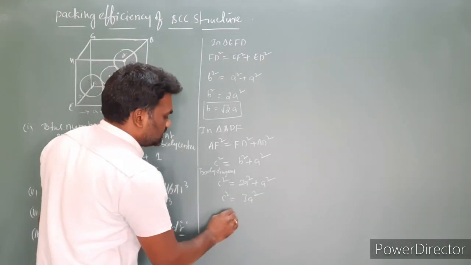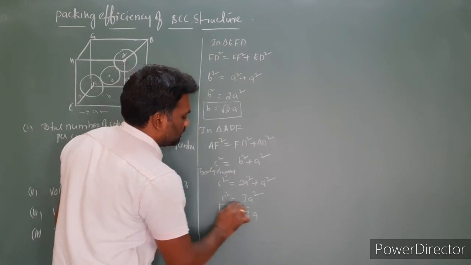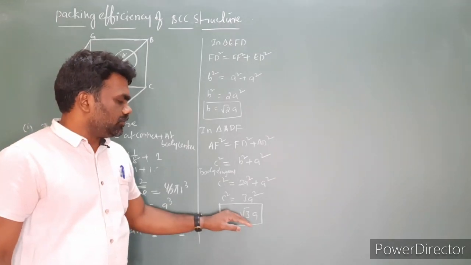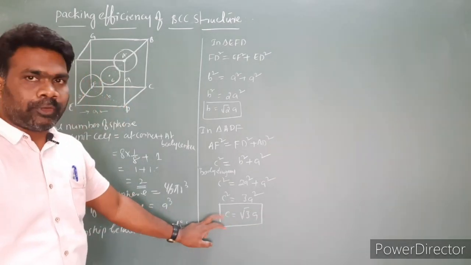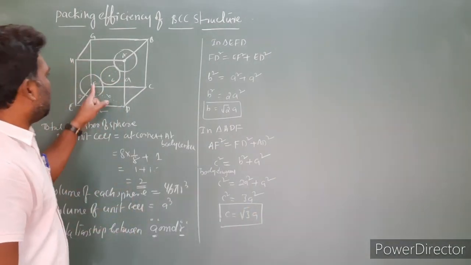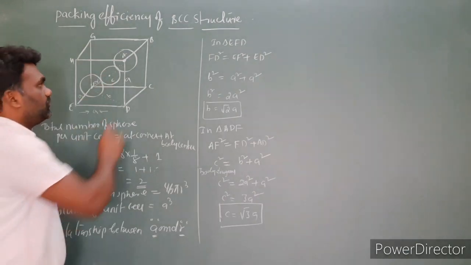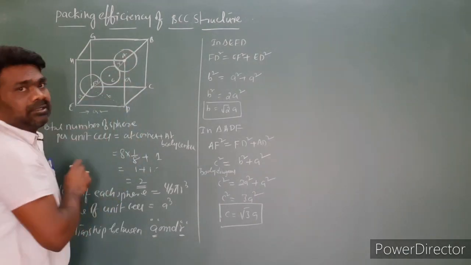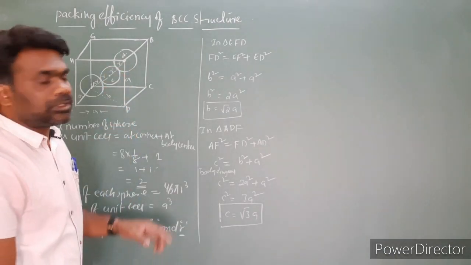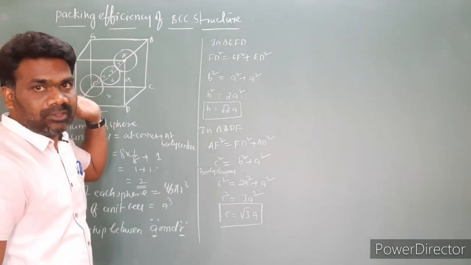Then C is equal to root 3 A. So body diagonal C is equal to root 3 A. And we know very well that for this sphere the radius is R. The total body diagonal is equal to R plus R plus R plus R. Total we have to take is 4R.